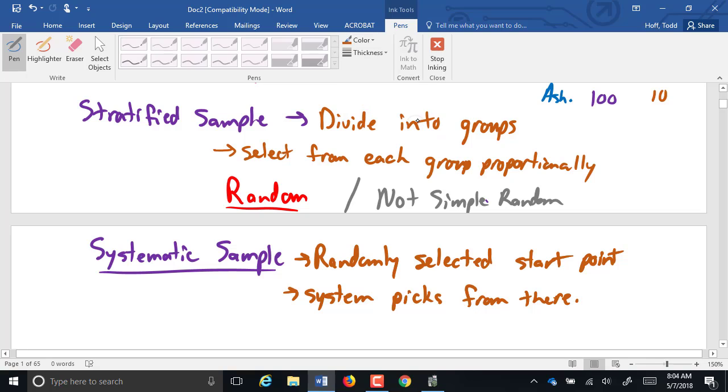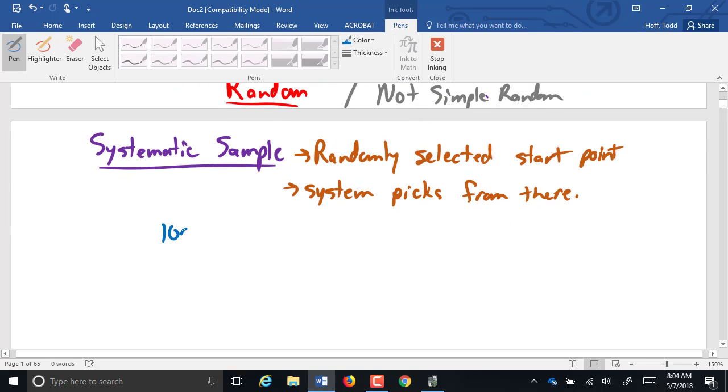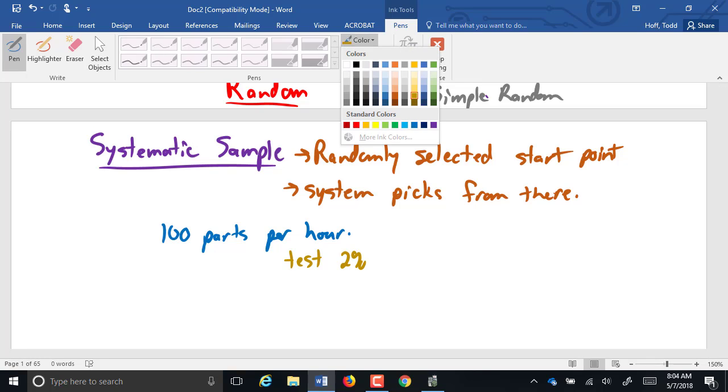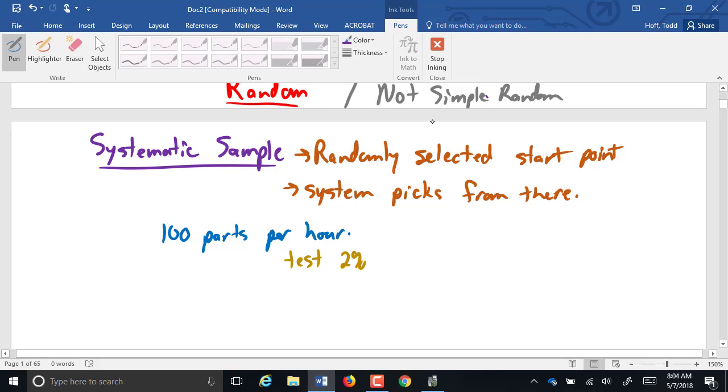Let's say in manufacturing you have a machine that produces 100 parts per hour. You are asked to test 2% of parts. So that means 1 out of every 50, right? So what you do is at the beginning of the day, you randomly select a number 1 through 50. Let's say that today you chose the number 14.